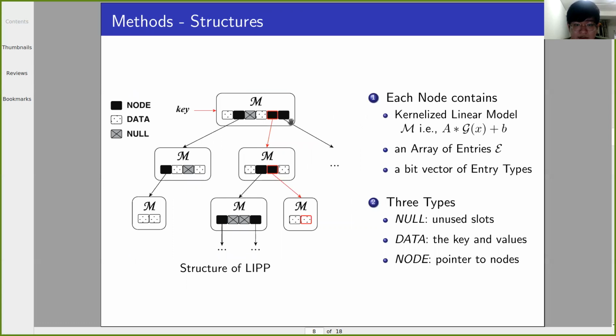This is the structure of LIPP. Each node contains a kernelized linear model, which is A multiplied by g(x) plus b.